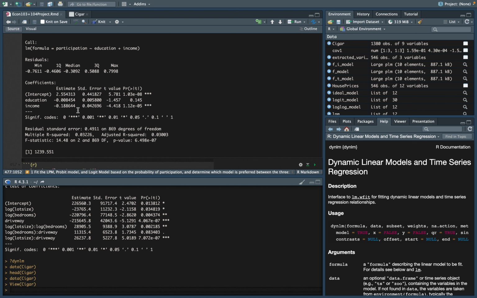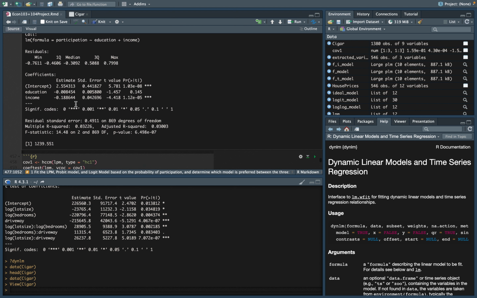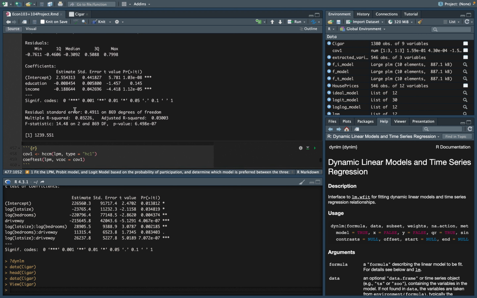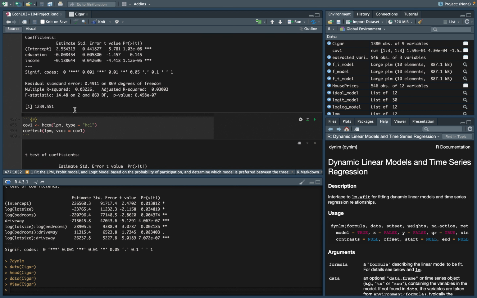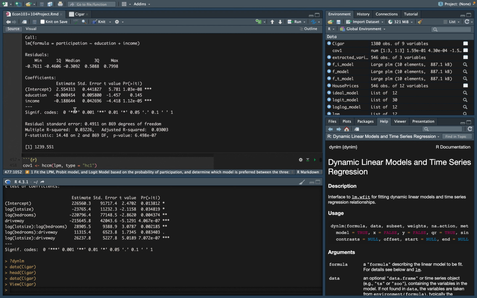Now off the bat, remember that these coefficients are based on the probability. So education doesn't seem very impactful onto the labor force participation percentage, but income, we can interpret this as: if 1 unit of income increases, we don't know what that 1 unit is, then there will be an average decrease of someone participating in the labor force by 18.86%, which is pretty significant. We don't know what the unit of income is, but it seems pretty significant.